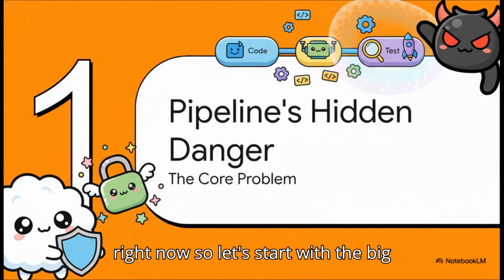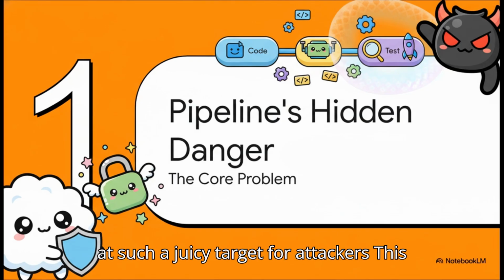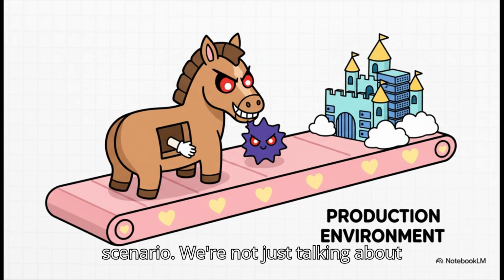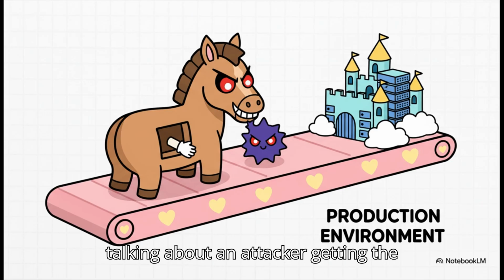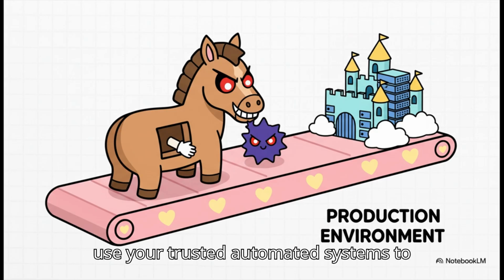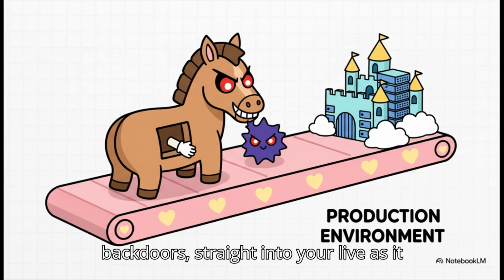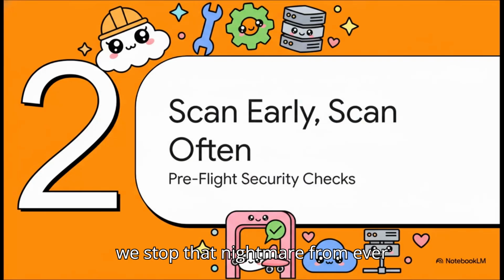So let's start with the big question. Why on earth is a CI/CD pipeline such a juicy target for attackers? This right here, this is the nightmare scenario. We're not just talking about someone stealing a bit of data. We're talking about an attacker getting the literal keys to the kingdom. They could use your trusted, automated systems to push their malicious code, their backdoors, straight into your live apps. It is the ultimate Trojan horse. So how do we stop that nightmare from ever happening?